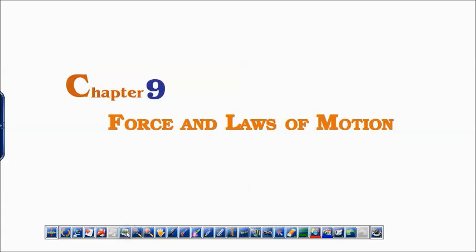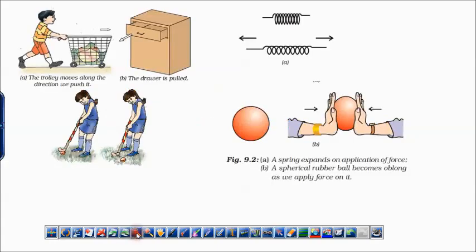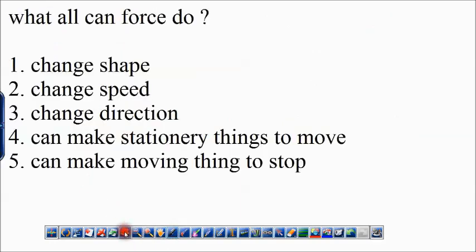Force and laws of motion का एक complete revision करते हैं. We know that force is a kind of push or it is a kind of pull. Any kind of push or pull is force, and force leads to changes. Force can lead to change in shape, change in speed, change in direction. It can make stationary things start to move, or it can make moving things stop. That's all what force can do.